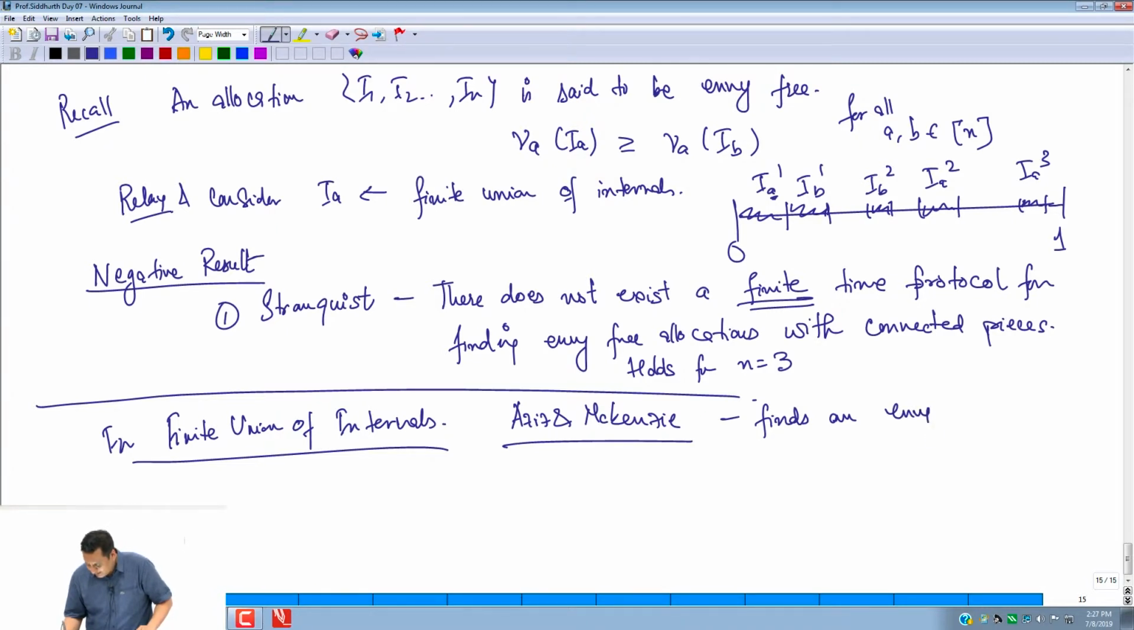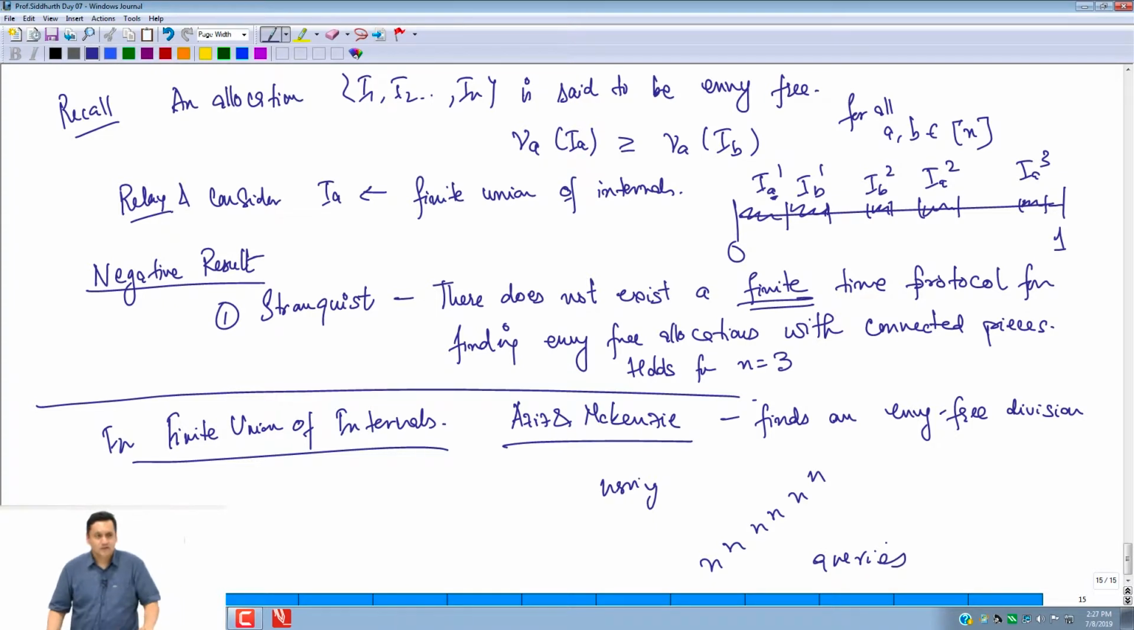So it finds an envy-free division using, okay, let's start: n to the n to the n to the n to the n to the n queries. Right, so it's a tower of n's, and I challenge you to give me another algorithm with this matching running time bound. Furthermore, I challenge you to explain this algorithm to me. Right, so it's certainly non-trivial. If you feel tired now, we can have an entire summer school dedicated to these results.